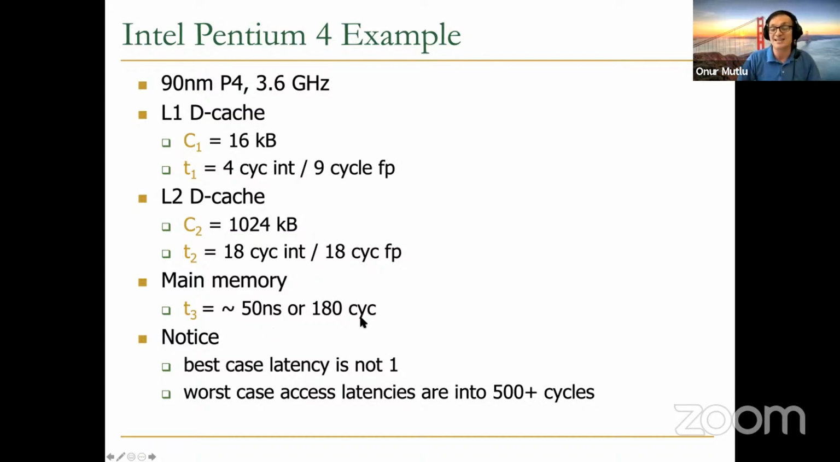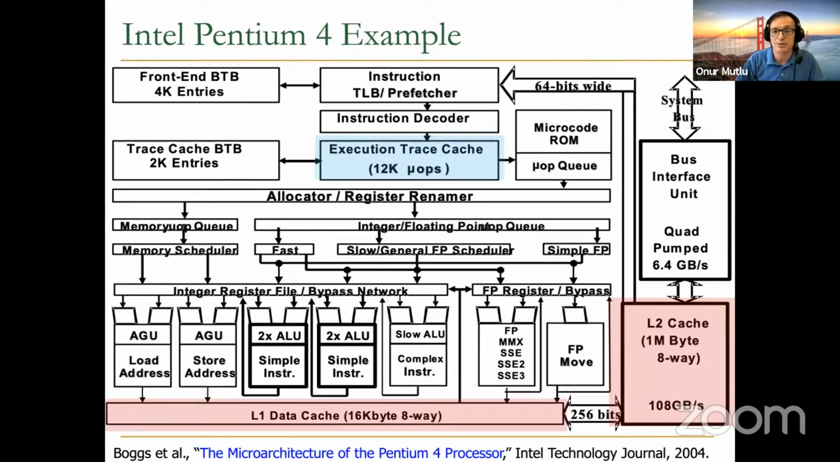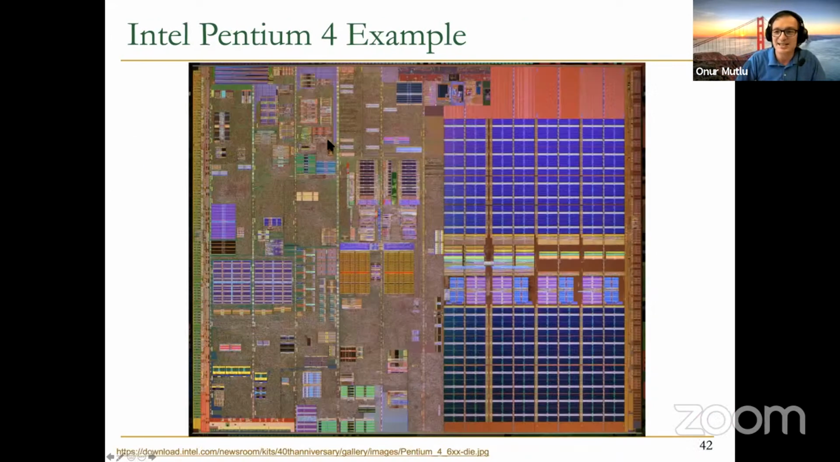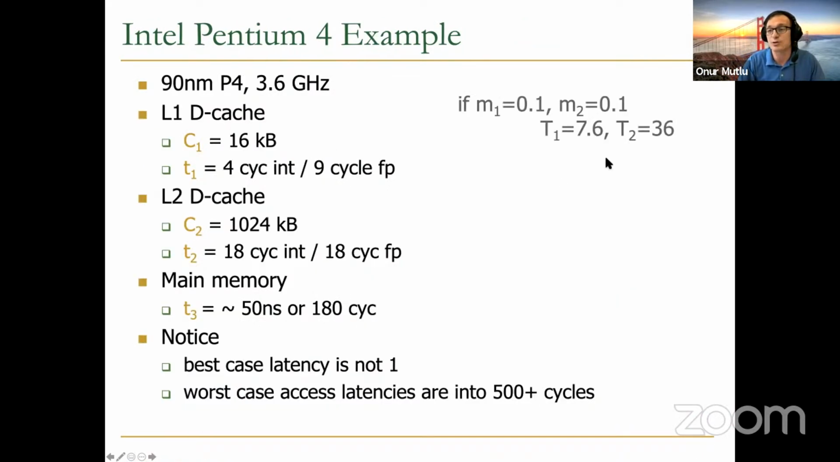So notice that the best case latency is not 1, it's 4. The intrinsic access time of the L1 cache is 4, basically. Very interesting, right? And worst case access latencies can be up to 500 plus cycles, which we're going to talk about. But let's take a look at this equation. If M1 is equal to 0.1 and M2 is equal to 0.1, and you plug these values into the equation that I showed you, which I should have copied perhaps, what you get is T1 equal to 7.6 and T2 equal to 36.